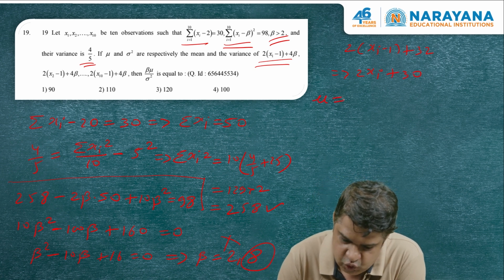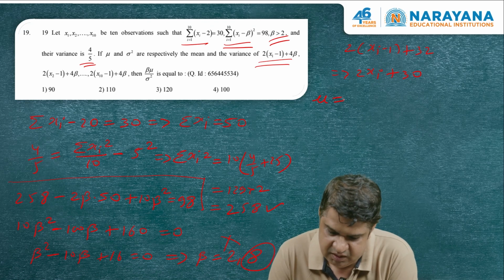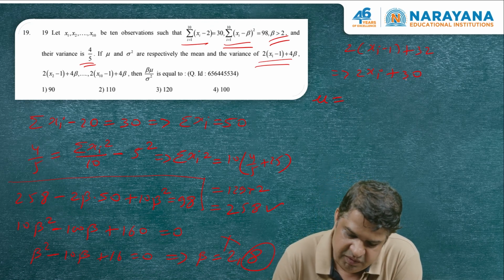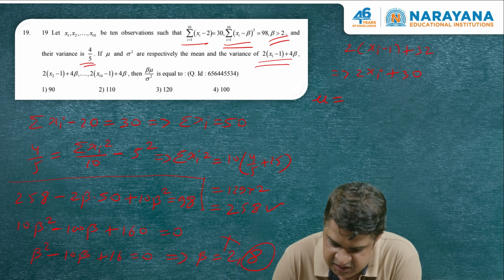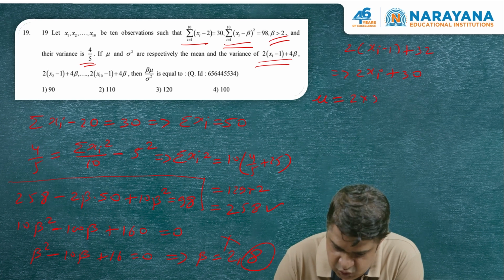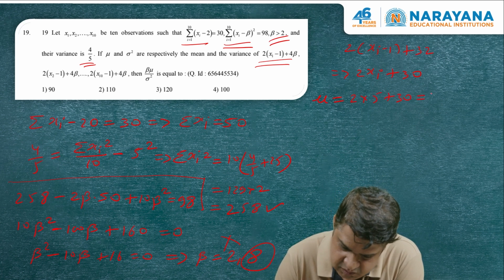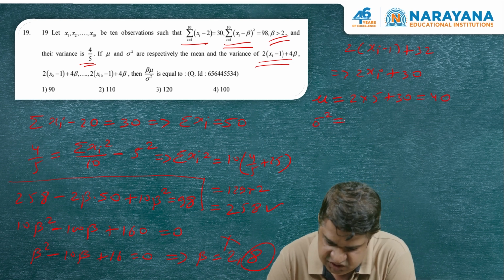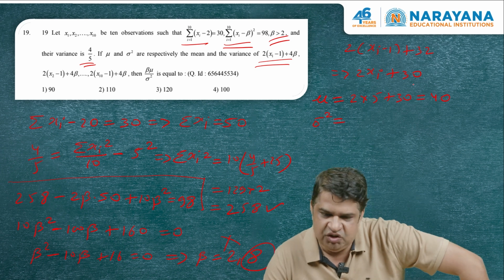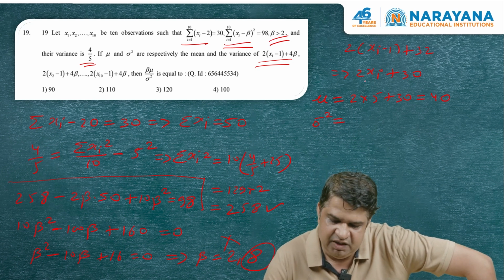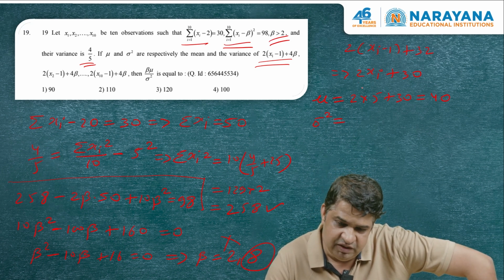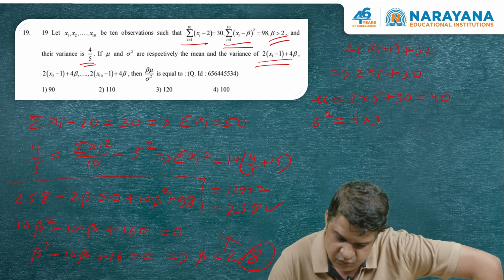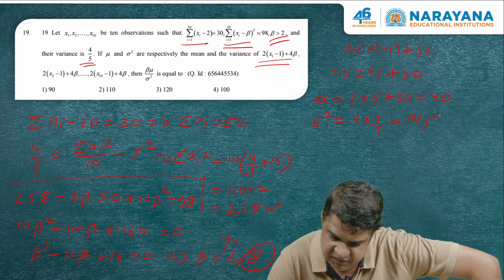Now, what will be the new mean? If each term is multiplied by 2 and added by 30, then the old mean is also multiplied by 2 and added by 30. So, new mean will become 2 into 5 plus 30, so now it is 40. Now, what is the new variance? When each term is added by a constant, there is no change in variance, but if each term is multiplied by 2, then variance is multiplied by 2 square. So, new variance will become 4 into 4 by 5, that is 16 by 5.